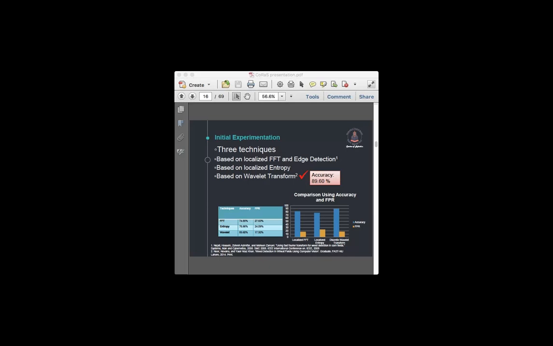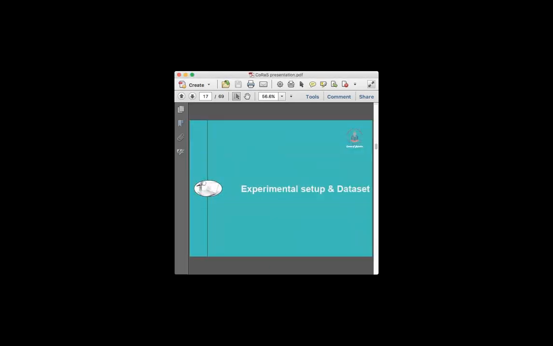Next slide, please. So I present the experimental setup and that's it here. Next slide, please.